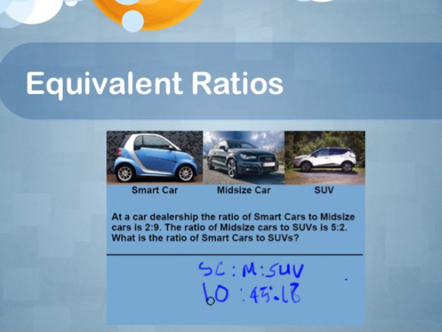What we end up with is 10, 45, 18. This means that the ratio of smart cars to SUVs is 10 to 18, which can be simplified to 5 to 9.